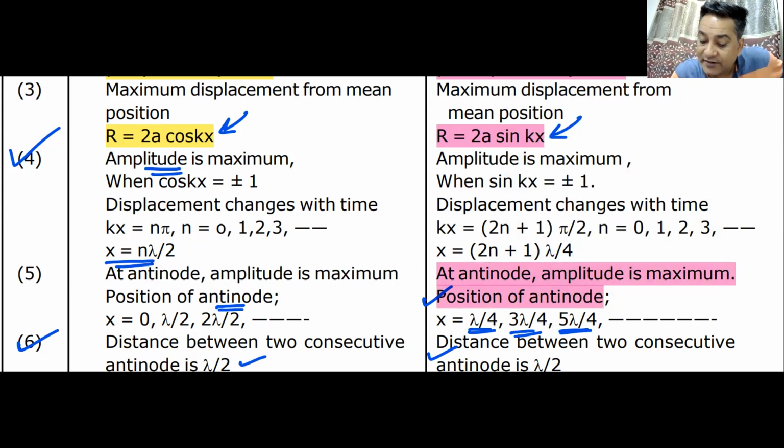The only difference that it creates between the yellow one and the pink one is that the position of antinodes has changed. On the left hand side, the positions of antinodes are 0, lambda by 2, 2 lambda by 2, 3 lambda by 2, 4 lambda by 2. But on the right hand side, it is lambda by 4, 3 lambda by 4, 5 lambda by 4, and so on. I'll give you a minute to note it.